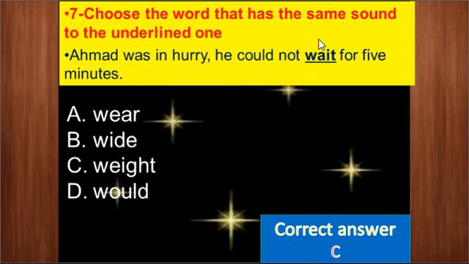Here we have to choose the word that has the same sound. This is called homophone. When we have two words that have the same sound but different spelling, homophone. And the correct answer for the word weight is weigh. How much does it weigh?